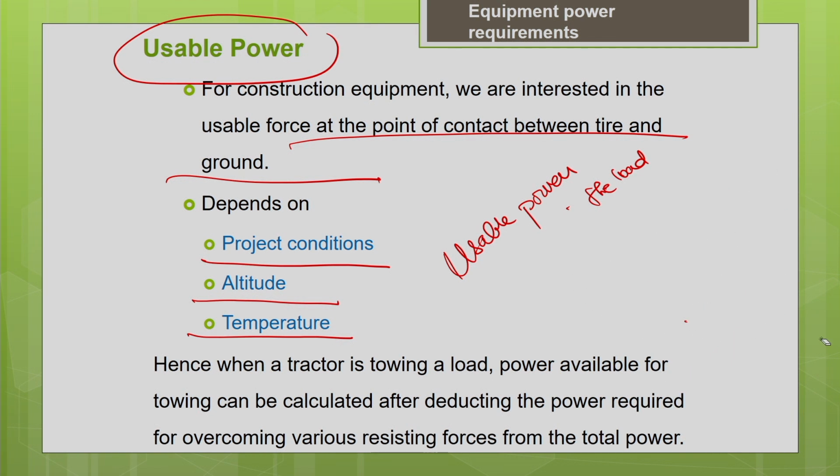So when a tractor is towing the load, the power available for towing can be calculated after deducting the power required for overcoming the various resisting forces from the total power. So this we have to keep in mind. This is nothing but a usable power.